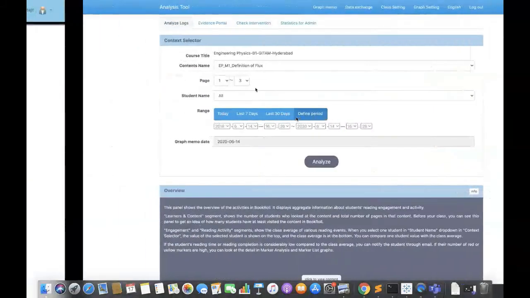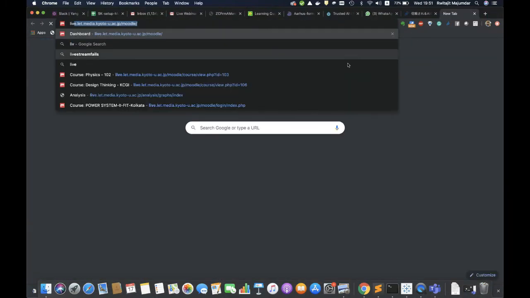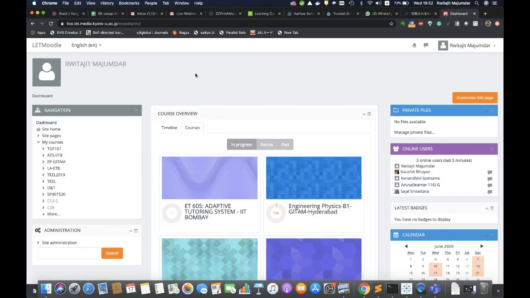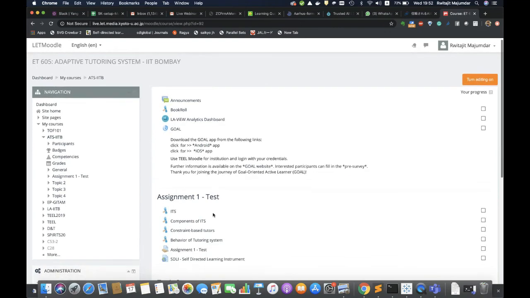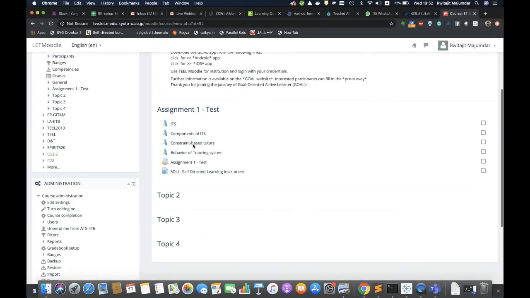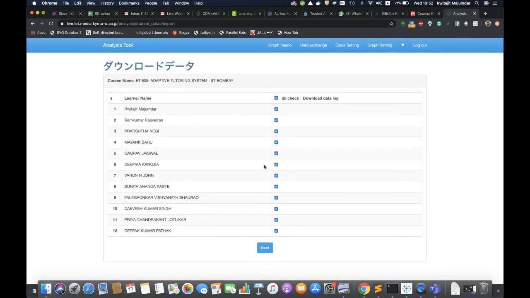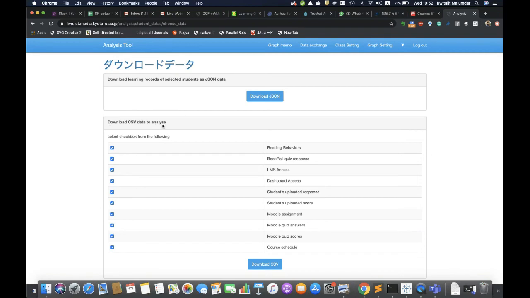So I will try to give one demonstration of that. So let me just show. This is the Moodle where I'm logging in, and for example, if I go into one of the courses, I see that the instructor has uploaded some of the content in Bookroll. You go to the dashboard, and in the dashboard you have a data exchange part where you can download the data. You can choose whose data you want, and maybe also what kind of data you want, and then download it as a CSV file, or if somebody is doing much more computation, they can also download a JSON file and use the JSON format.